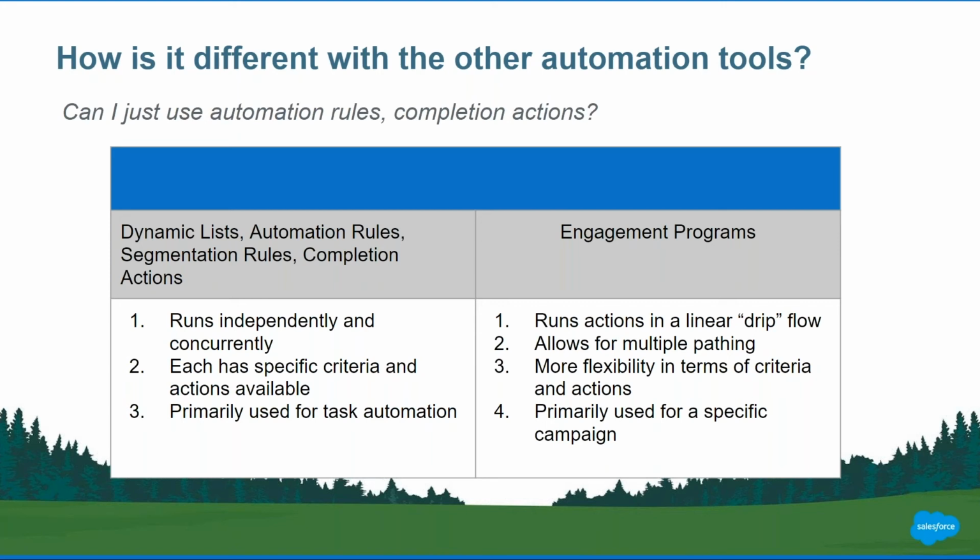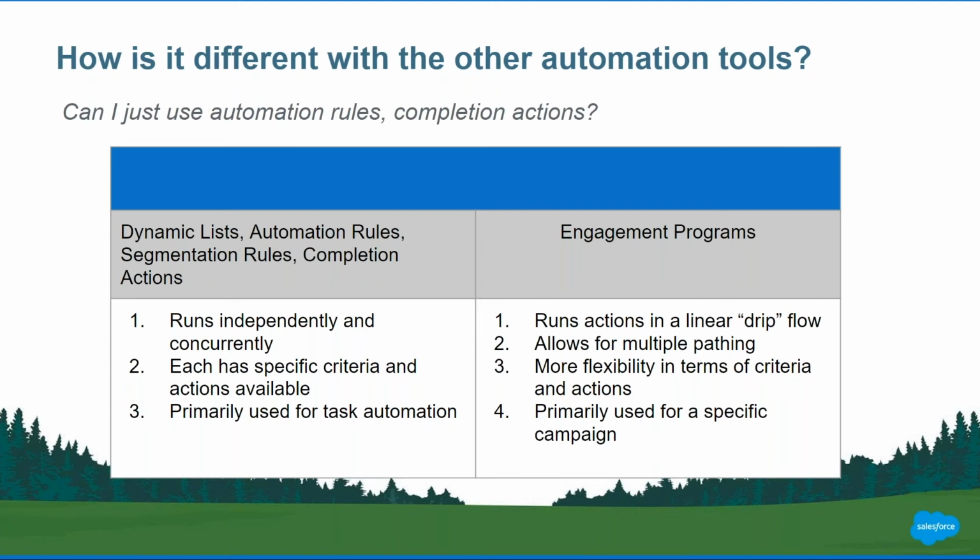Unlike automation tools, where an automation rule has specific criteria and actions available, and dynamic lists and segmentation rules are mostly for building lists, and automation rules perform certain tasks, with engagement programs you're encompassing a campaign that you actually want to happen. It's a journey that you want to happen for your prospects. It's not just a bunch of tasks that you want to be automated. And it eventually boils down to the difference from the other automation tools.